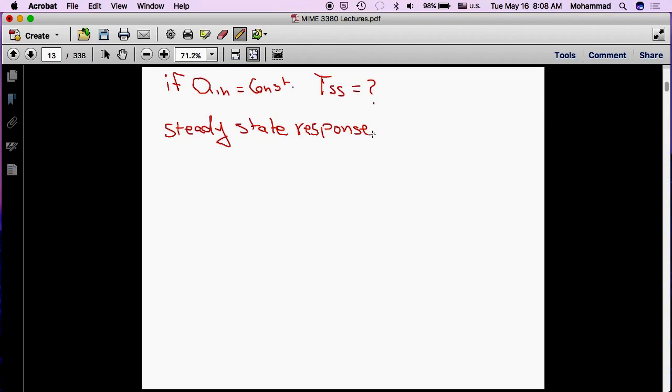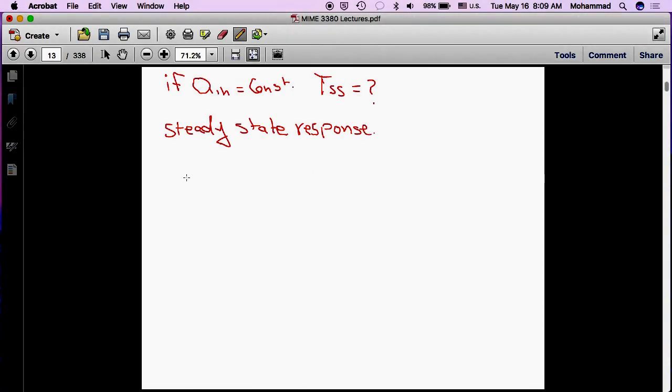Why? Because the model of the system basically captures how the system behaves, including in its steady state, including when the response is no longer changing. So let's go ahead and rewrite the model.